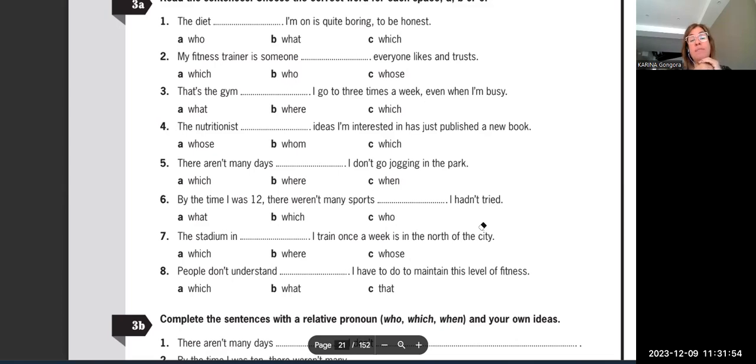Be careful. I don't know if you have noticed, we use who to speak about a person, whose to speak about the possession of a person, which to speak about an object, a place, many other things, where to speak about a place, when to speak about time, and we use what. Think about this: what are you doing? Generally, we use what to refer to an activity or to a complete idea, not just one item. What are you thinking about? You're not going to say book, you are going to say an idea. So think about that when we use what.